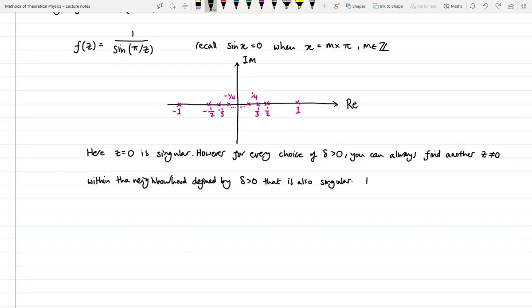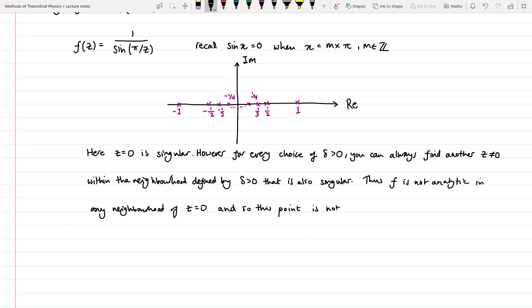What does this mean? Well, it means that our function f is not analytic in any neighbourhood of the point z equals 0. And that means that this point is not an isolated singularity.